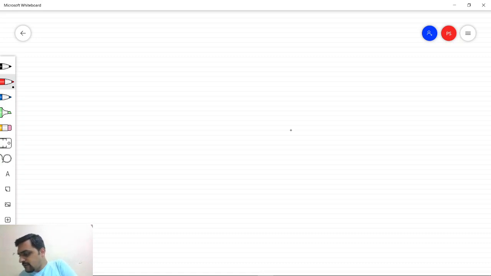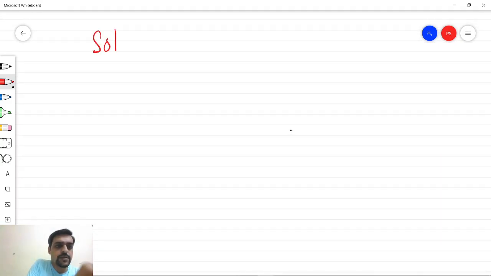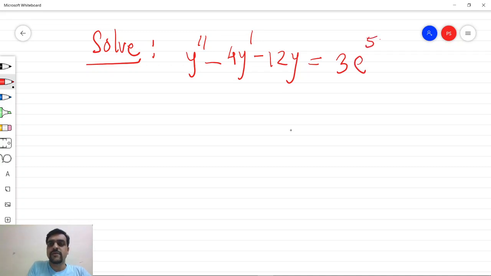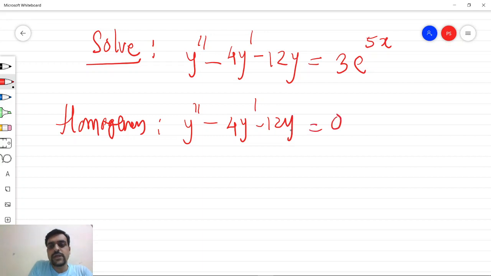So let us try to solve this equation: y double dash minus 4y dash minus 12y is equal to 3 e raised to 5x. This is a non-homogeneous equation. The homogeneous part will be y double dash minus 4y dash minus 12y is equal to 0.